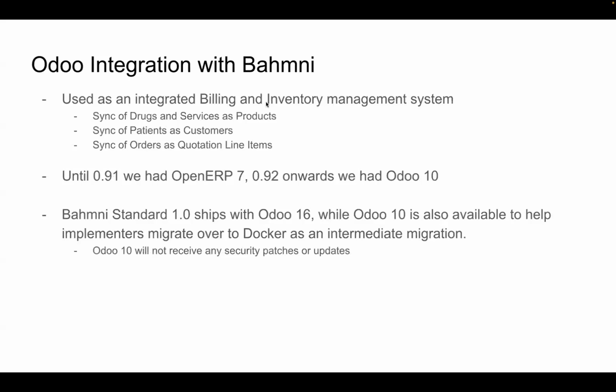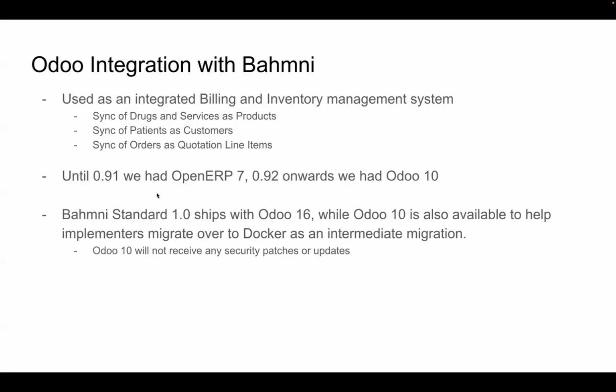Yeah, so Odoo integration with Bahmni. So I think from 0.91, we have Odoo integrated with Bahmni. And Odoo comes as an integrated billing and inventory management system. So by integrated, we mean there is an automated sync process wherein drugs and other services, other orderables that you create in the EMR, sync as products to the billing system. And then we have the patients that are registered being synced as customers. And any orders made against those patients are synced as quotation line items to Odoo. So this is how different data from the EMR syncs to Odoo.